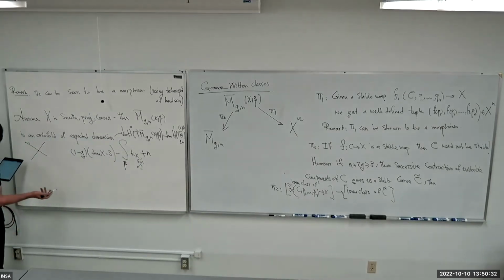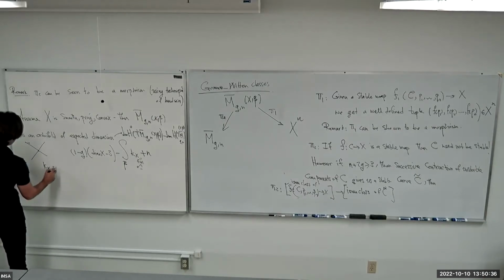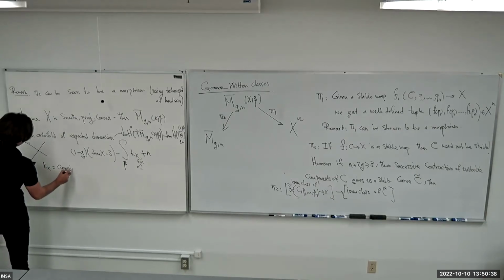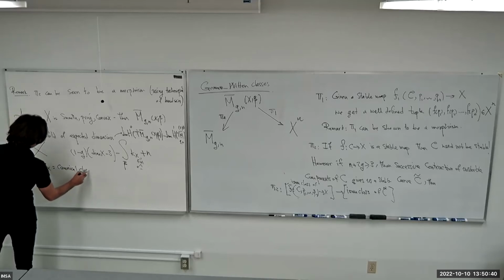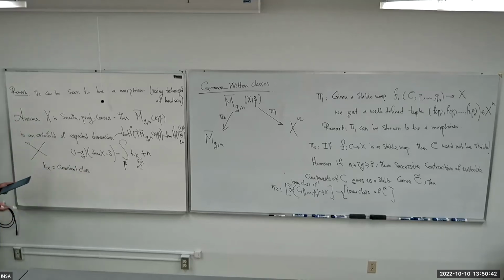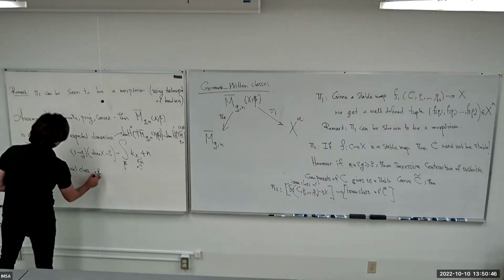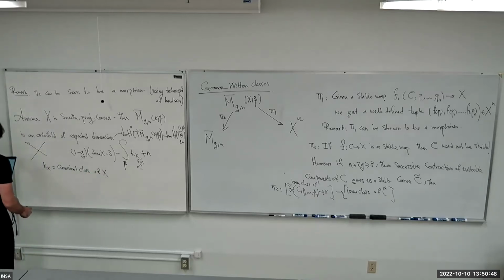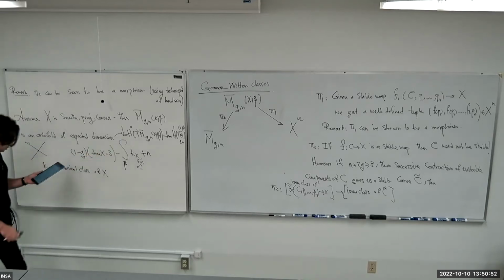And here K of X is the canonical class of X, the canonical class, volume form, canonical bundle. And yeah, expected dimension, I already mentioned it.